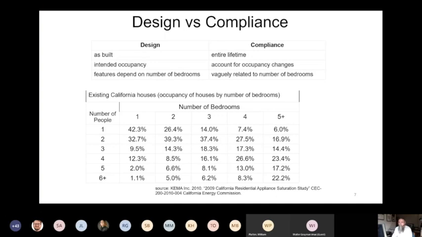So for a 3-bedroom house in California in 2009, there was a 37% chance that 2 people lived in a 3-bedroom house. Or, there was actually an 8% chance that 5 people were living in the house. So when you're trying to do compliance and figure out how many people are going to be in the building over its lifetime, these are the sort of things you need to account for. Next one.